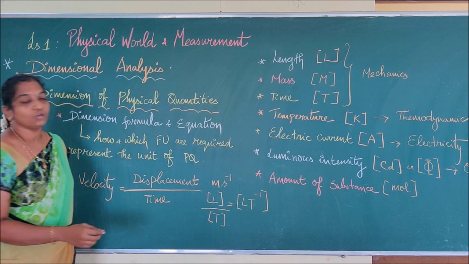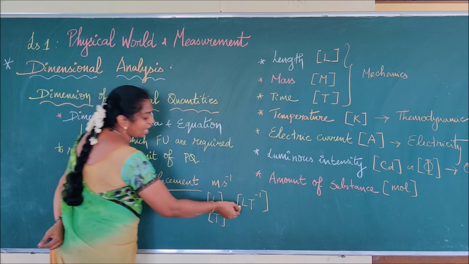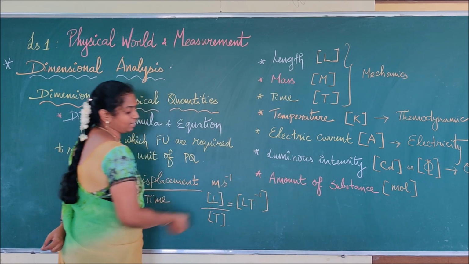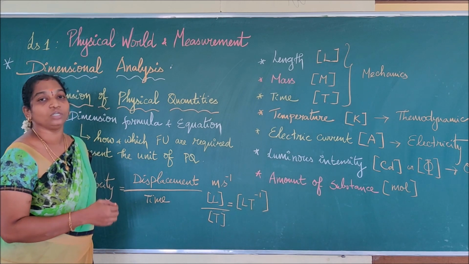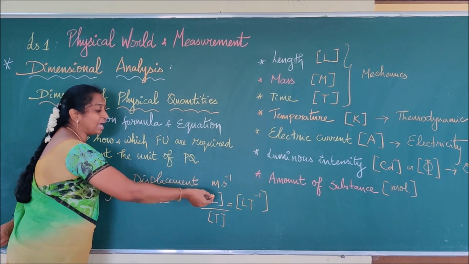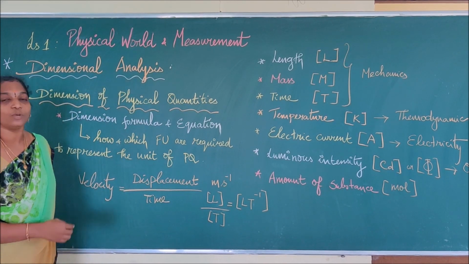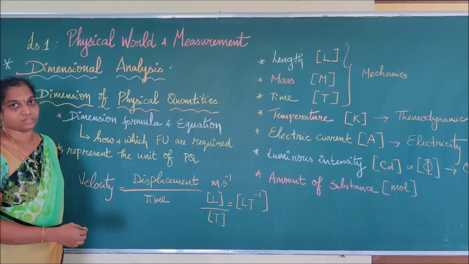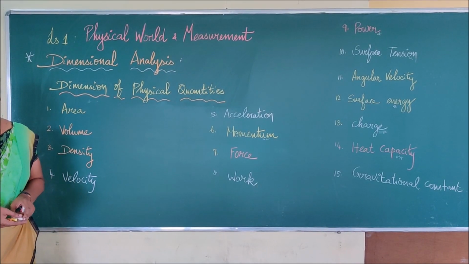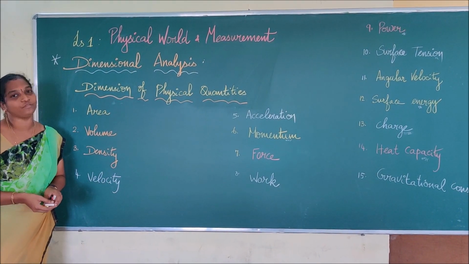Is it clear to you? So we are saying that length has been raised to the power of 1 and time has been raised to the power of minus 1. Like that we are going to represent all the physical quantities in terms of dimensional values. We are going to work out more cases. Now we are going to learn about the dimensional formulas for different physical quantities.